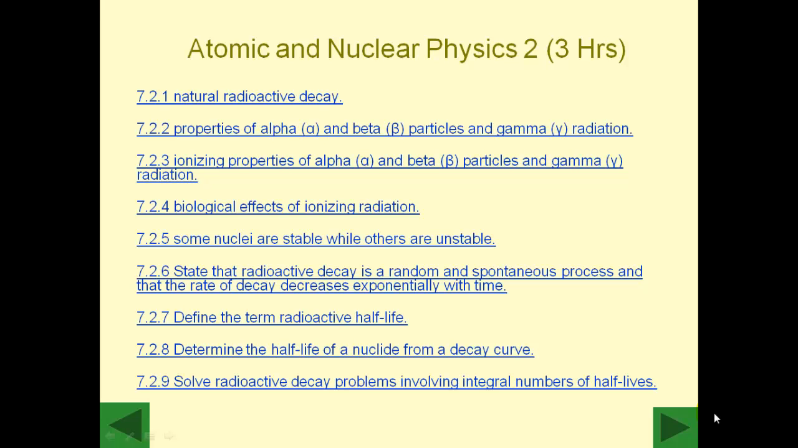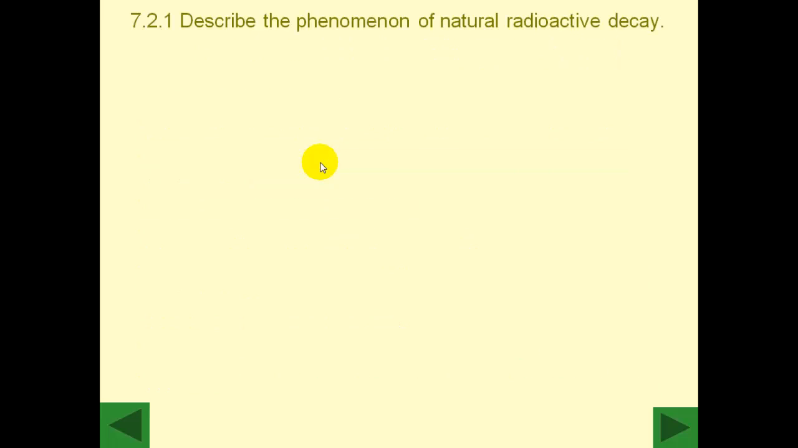This is the second part of the atomic and nuclear physics. We'll do the first part, which is about radioactive decay, alpha, beta and gamma radiation. And we'll look at the ionizing properties of alpha, beta and gamma, and then the biological effects. Describe the phenomenon of radioactive decay.